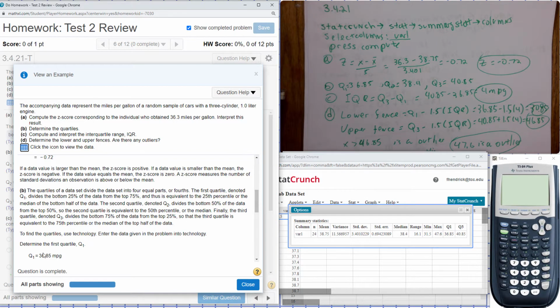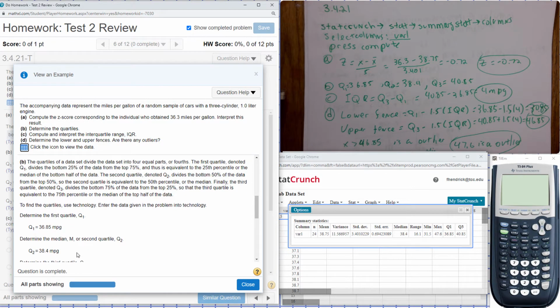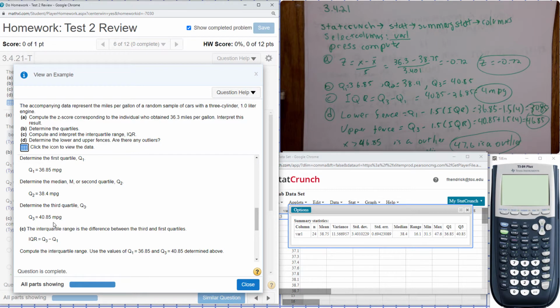So it asks us to determine the quartiles. So you can see here from the data, we see the first quartile is at 36.85. So that's the 25th percentile. Below that is the bottom 25%. Q2 is the median, which divides the bottom half from the top half. Q3 is given here. That divides the bottom 75% from the top 25%.